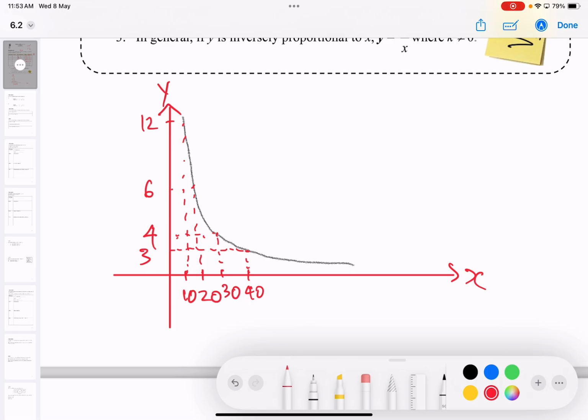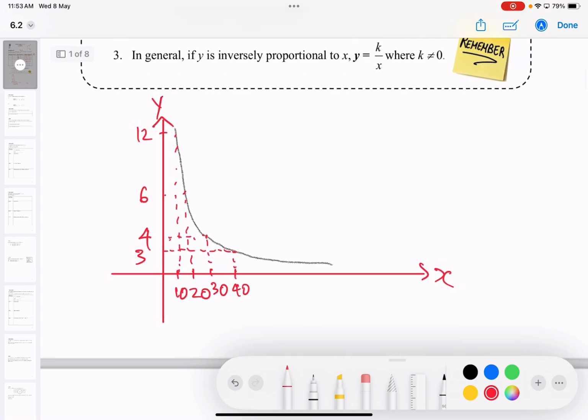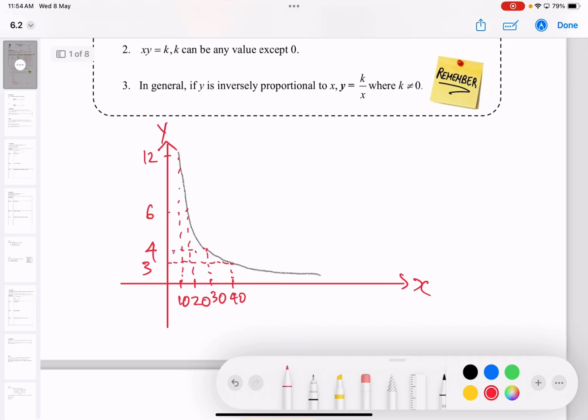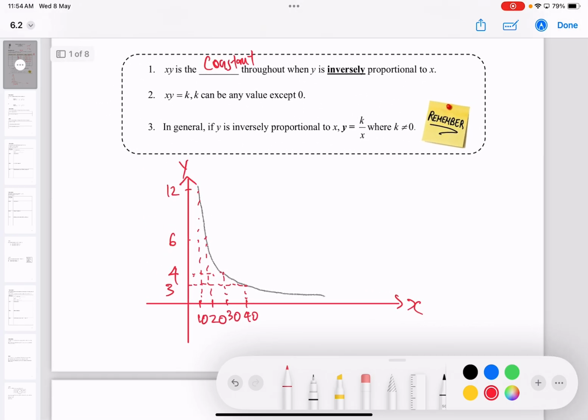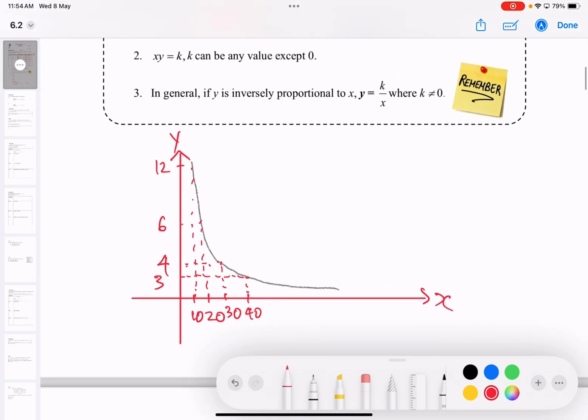If you were to plot out a graph and you get a shape like this, I need you to remember the rough shape. It means that it is inversely proportional. Generally, this is the shape of an inversely proportional graph. But there are some calculations that you need to do, which I'll show you later, to really prove whether or not it is inversely proportional. So this is it. I'm going to leave it up here for a moment.